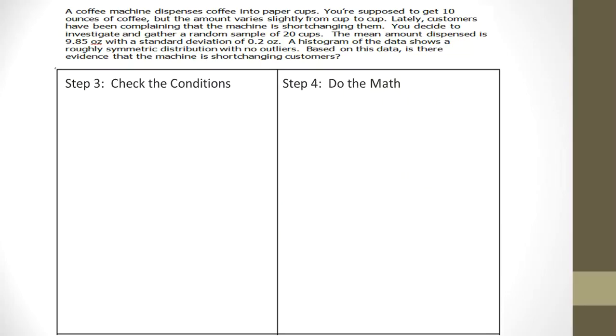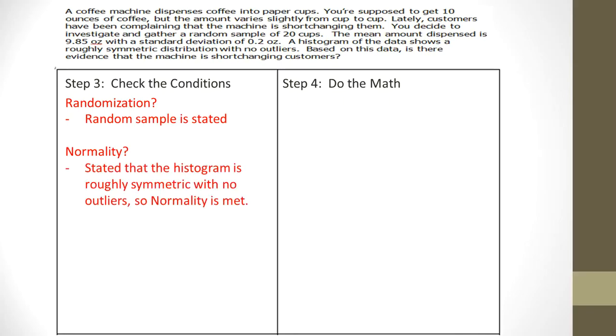Step 3, we need to check our conditions. We need to check for randomization, and we need to check for normality. Randomization, it is stated that we have a random sample of 20 cups. For normality, we need to go through that checklist. Does it state that it's normal? Do we have a large enough sample size, or do we have data that we can graph? Here it is stated that the histogram is roughly symmetric with no outliers, so normality is met.